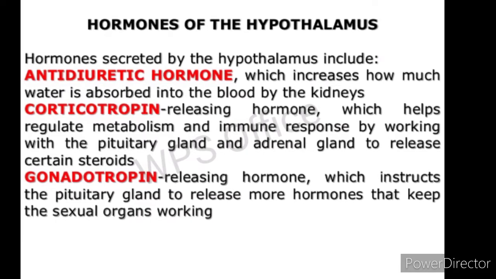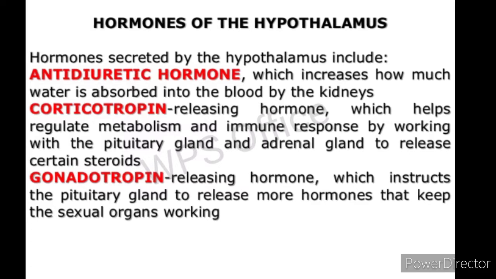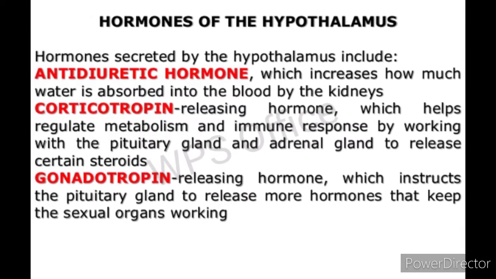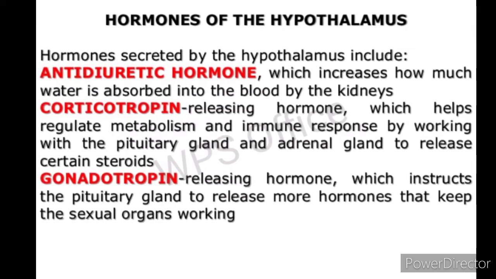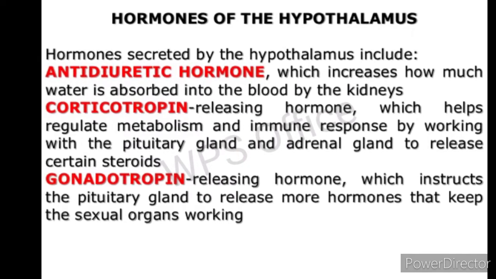Then corticotrophin releasing hormone. This will help in the regulation of metabolism and immune response by working with the pituitary gland and adrenal gland to release certain steroids. So this will be responsible for the immune response and metabolism.